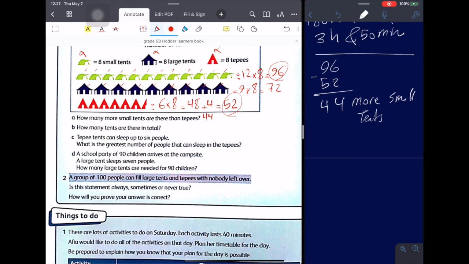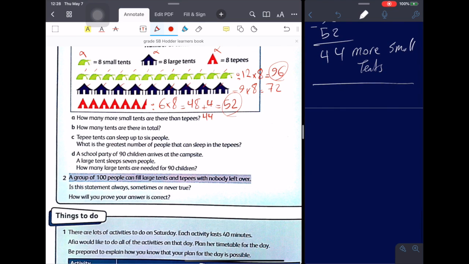How many tents are there in total? Okay, let's do the total tent number. We have 96 plus 72 plus 52. 2 and 2, 4, plus 6 is going to make 10. 1 and 9 is 10, plus 7, 17, plus 5, 22. So we will have 220 tents in total. So it'll be 220.